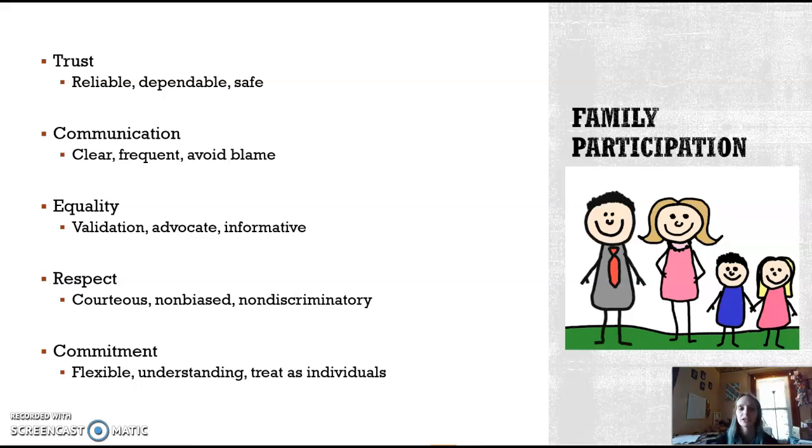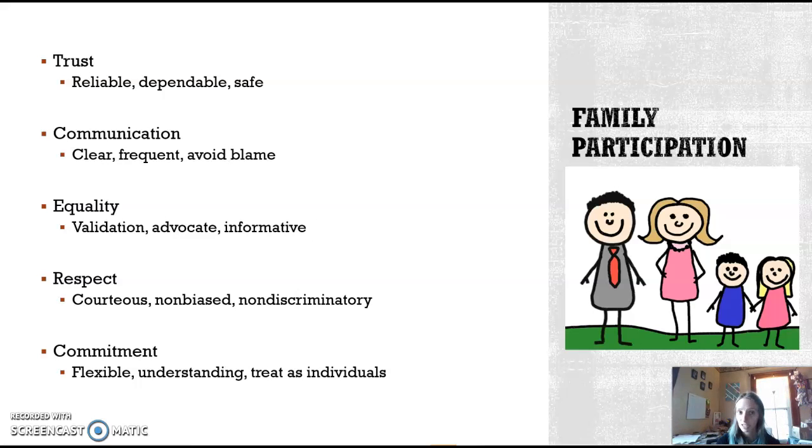Communication, you need to be clear and concise. Frequent communication, a lot of times you can do like texting or email, but call your parents and tell them all the good things that your students are doing. It doesn't always have to be a call home to express a negative thing.